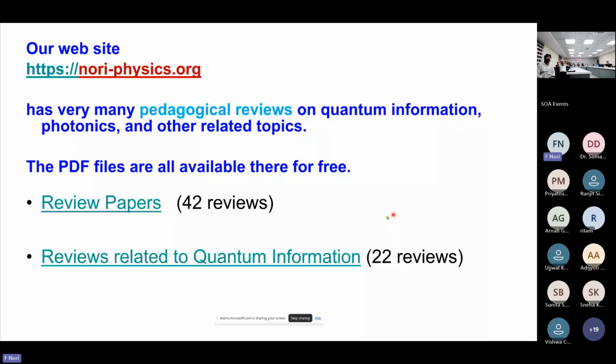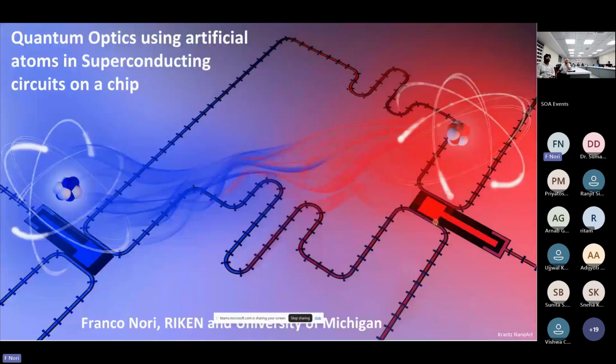Okay, I would like to thank the organizers for the kind invitation. Today I'll be talking about quantum optics using artificial atoms in superconducting circuits on a chip. I will start first with a pedagogical introduction of the basics, and then afterwards introduce some recent results published the past year.